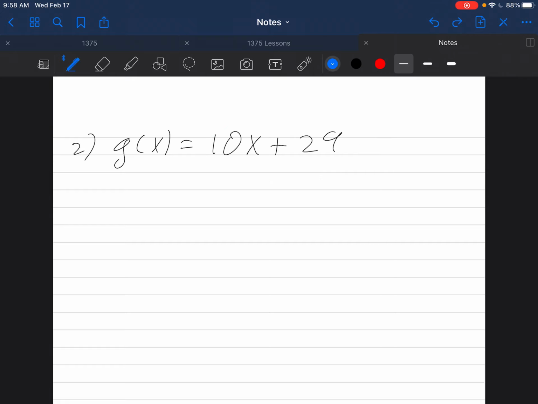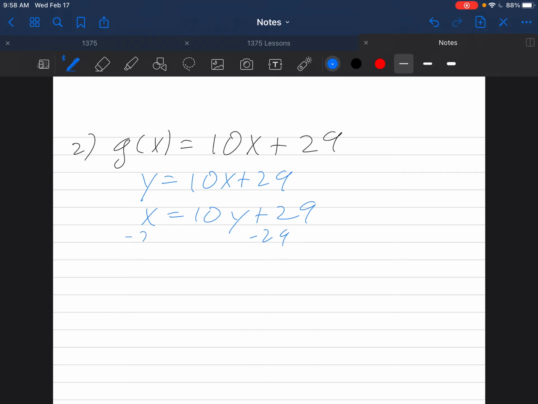So let's look at this one. g of x equals 10x plus 29. Again, start out by setting y equal to 10x plus 29. And then continue by swapping the locations of x and y. That gives x equals 10y plus 29.